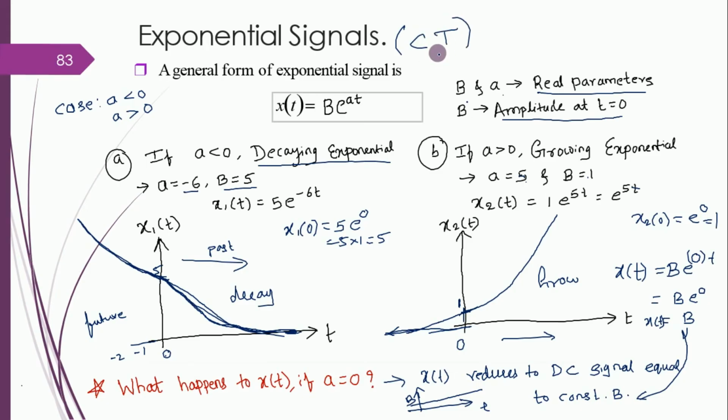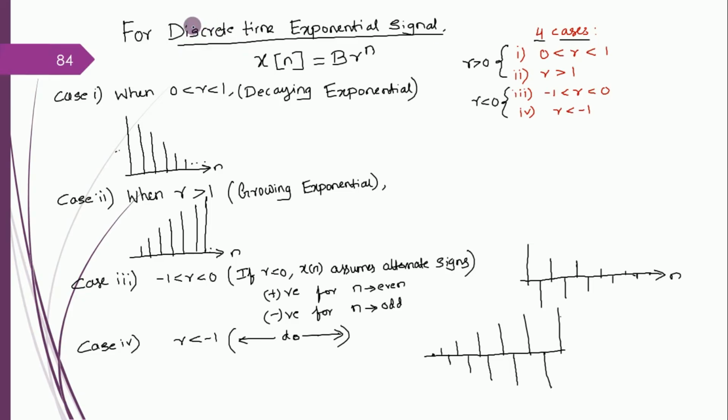And this is continuous time. I have considered continuous time, and there should be a discrete time, right? So we'll consider the discrete time signal in the very next slide. So in a discrete time signal, there is no e raised to kind of thing because it is not continuous. It's discrete time. So x of n is given by b into r raised to n, where r can be any value. n is an integer. It can have the values minus 1, minus 2, plus or minus 1, plus or minus 2, plus or minus 3, like that. It continues.